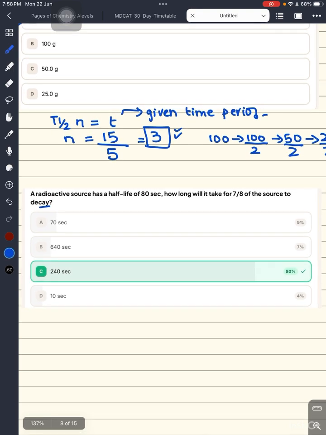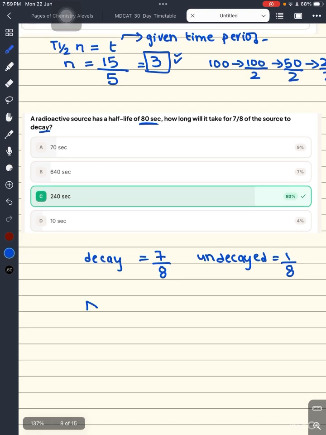A radioactive source has a half-life of 80 seconds. How long will it take for 7/8 of the source to decay? So what will be the undecayed fraction? If decayed is 7/8, then undecayed will be 1/8. Simple. So we are going to use N equals N0 times (1/2) to the power n. We have to find this n.